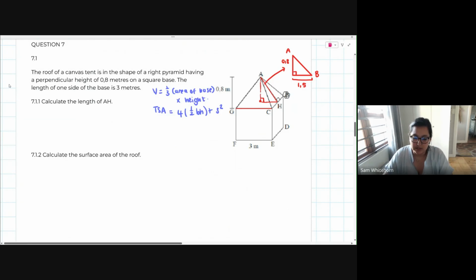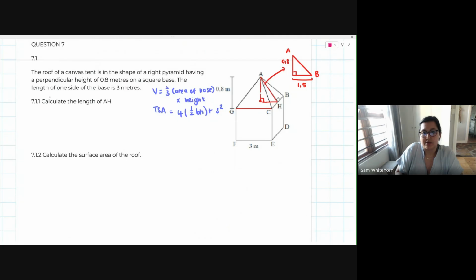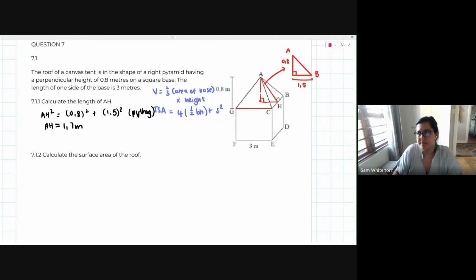So I will put there on the chat already that we've calculated AH to be 1.7 meters, which is 100% correct. We would use our Pythag, so AH squared is equal to 0.8 squared plus 1.5 squared. Again, don't forget Pythagoras as your reason. I know it seems silly, but we will take off a mark. And we get that AH is equal to 1.7 meters.